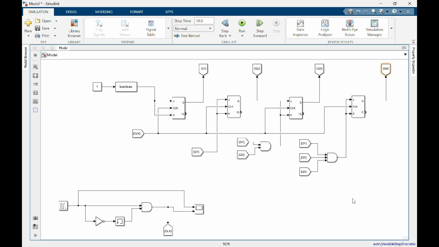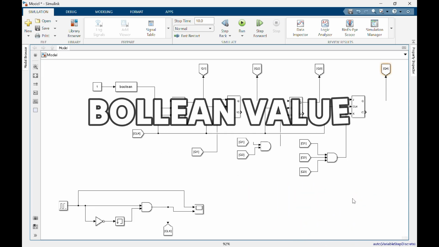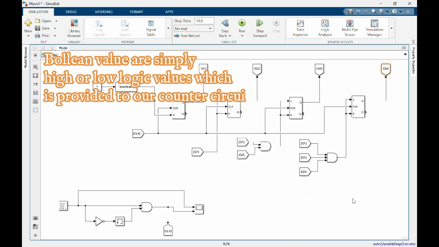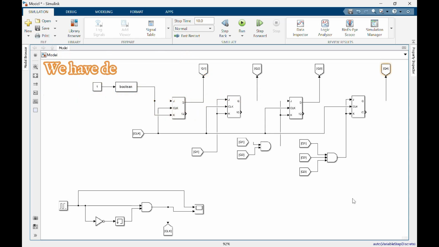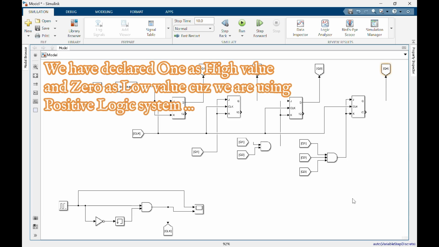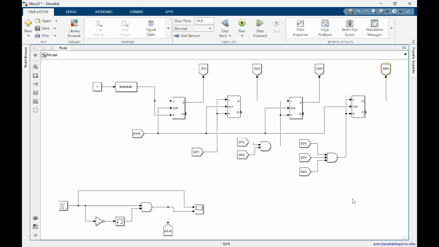Here we cannot directly supply 1 to our JK terminal because our JK is a sequential circuit, so we need a Boolean value. Boolean value for simplicity is just a logic high or logic low value, and for 1 we have declared it as logic high as we are using positive logic system. For the second flip-flop, our input is simply Q1.